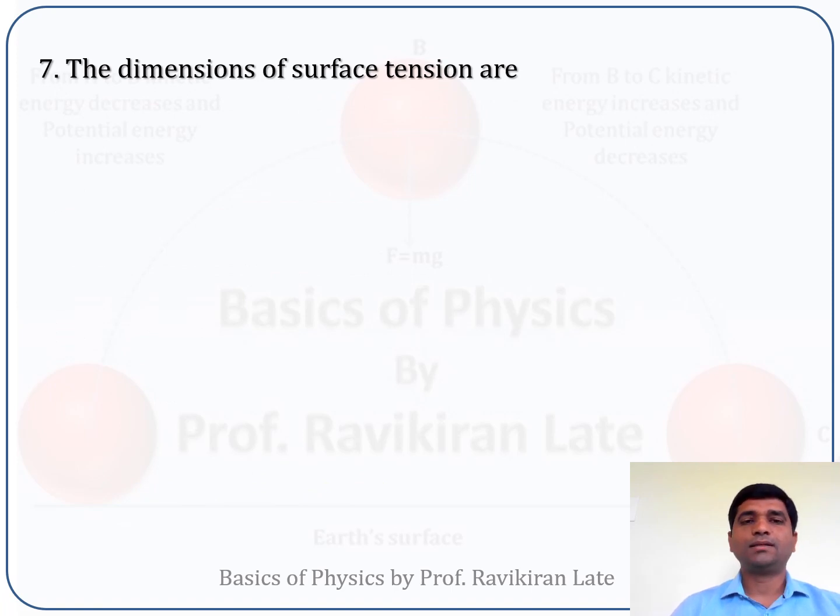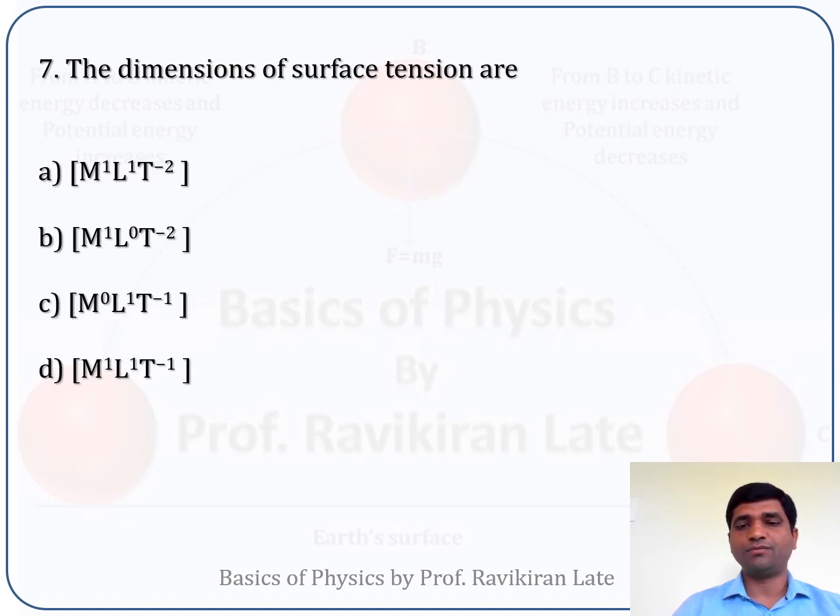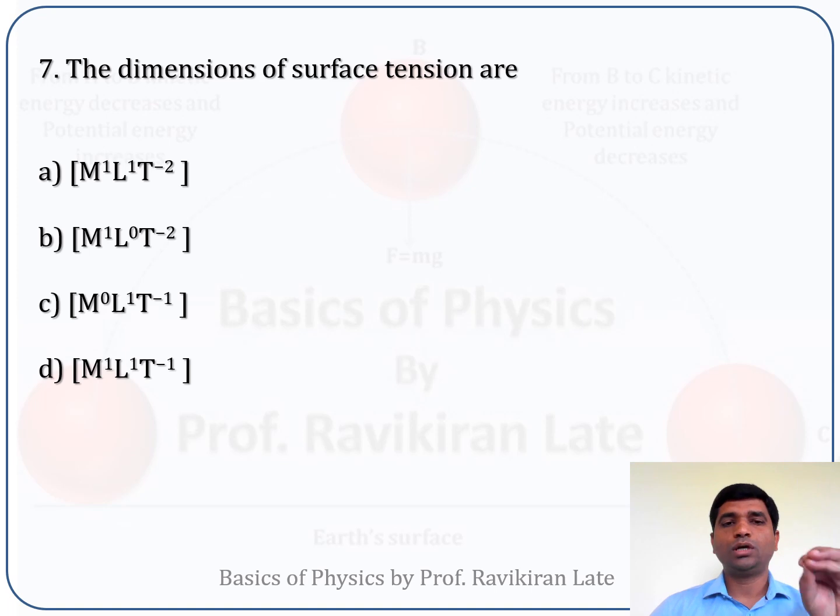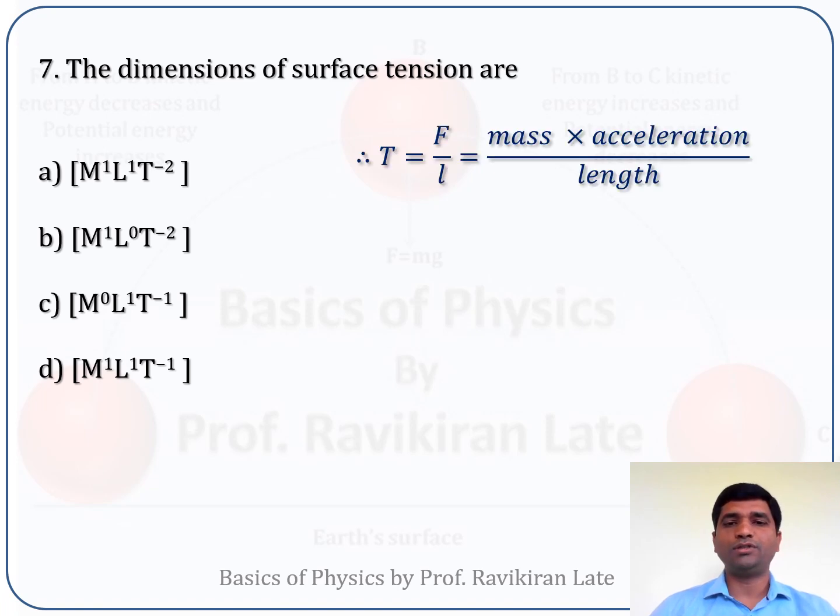Next question: the dimension of surface tension is. These are the four options which are given. I recommend that in every competitive exam you will get one or two questions based on determining the dimensions of some quantities. Never try to memorize these dimensions; always try to derive them. I'll show you here how to derive these dimensions.